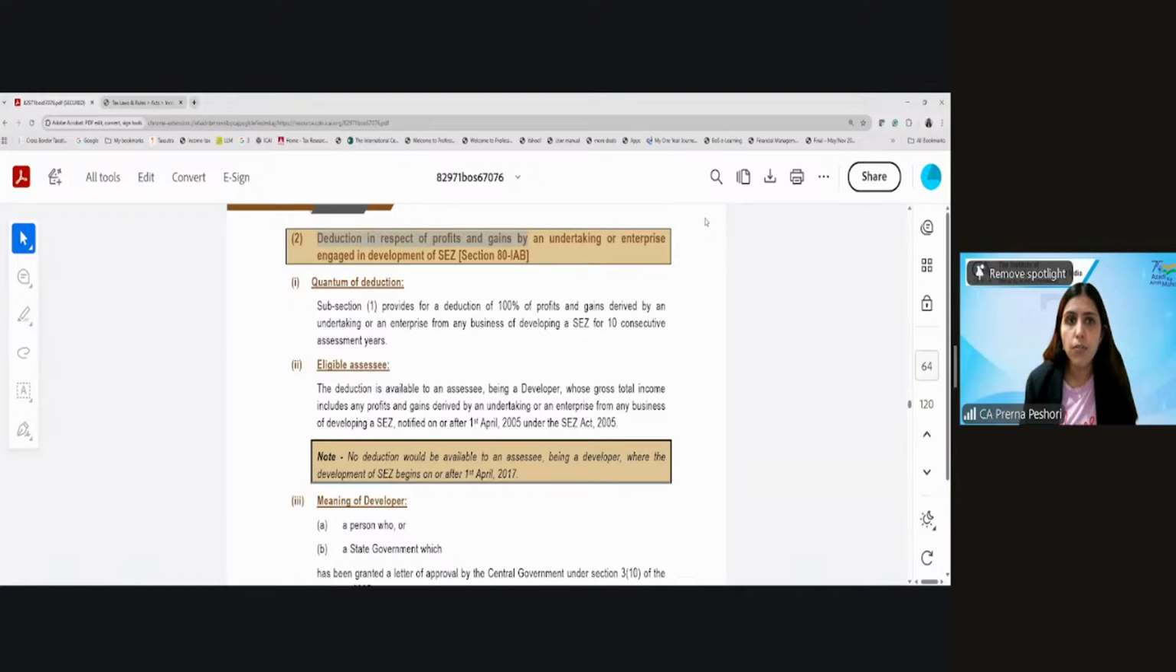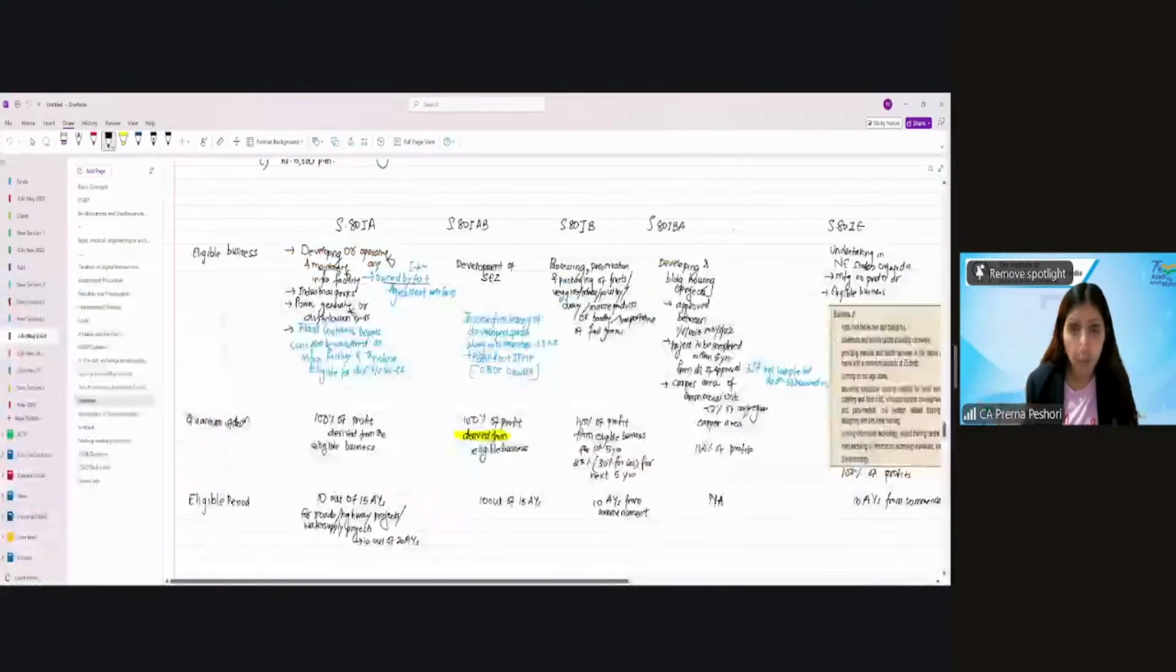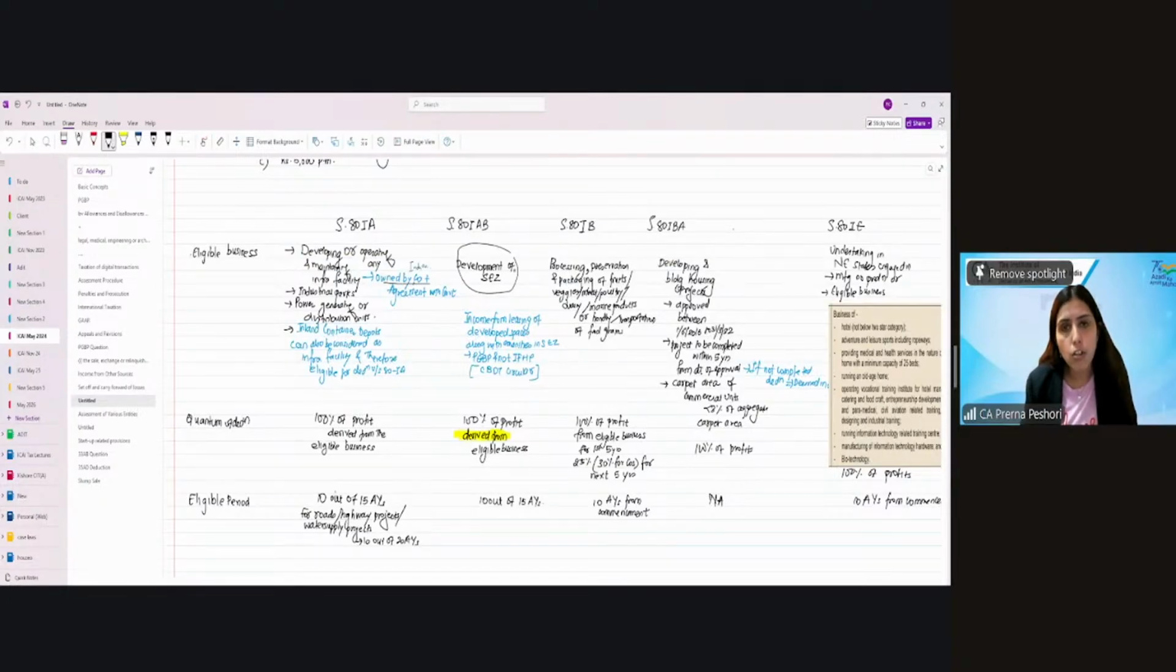Now this is in respect of 100% of profit and gains derived by an undertaking from any business of developing an SEZ. ATIA was with respect to developing, operating and maintaining the infrastructure, which included highways, roads, power generating units, power transmission units, development of ports, inland container depots, and industrial parks. This is development of the SEZ, right? What is the quantum of deduction? 100% of profit derived. Again here 100%, right?